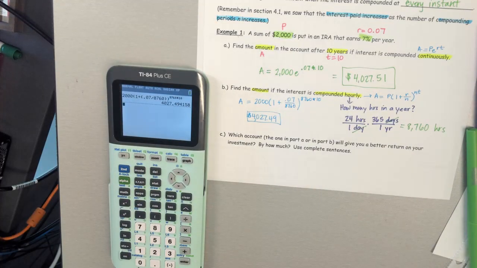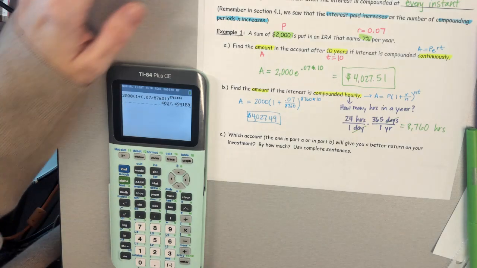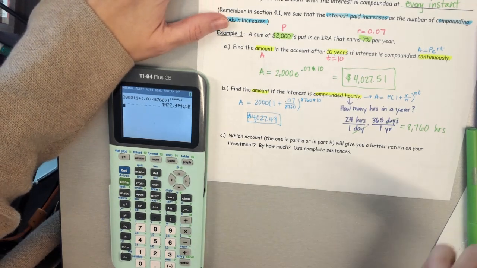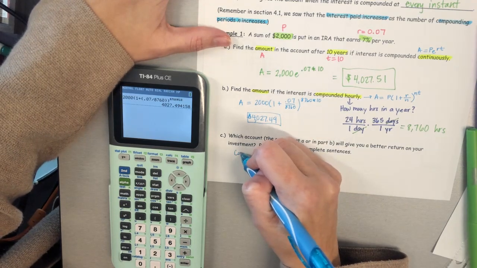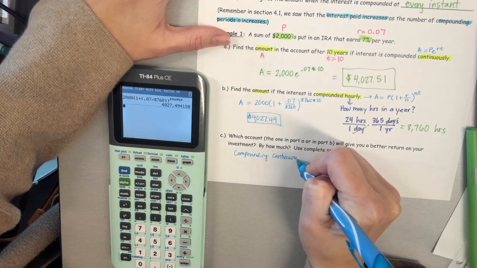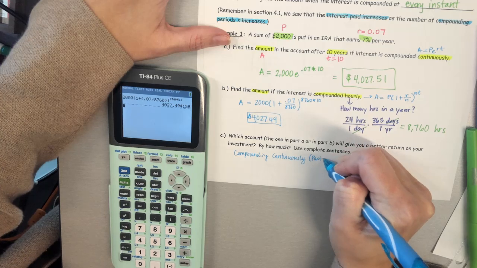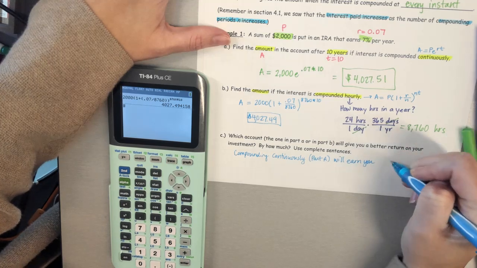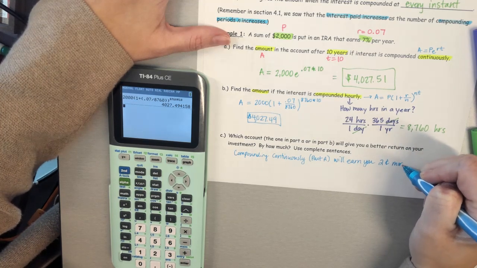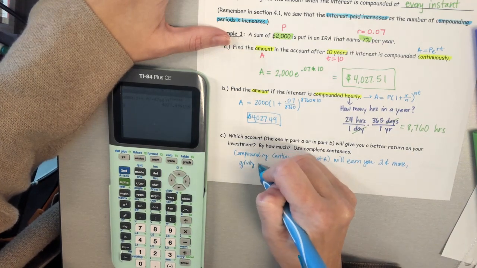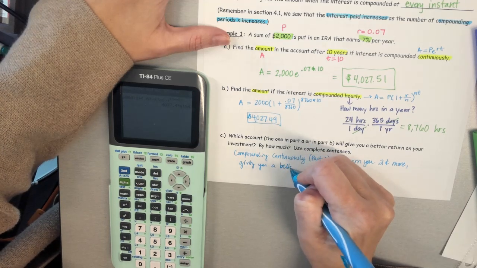All right, and then which account, the one in Part A or Part B, is going to give you a better return on your investment by how much? So they're very close, but technically Part A. This is not much. Compounding continuously, or you can say Part A, I don't care which one, will earn you how much more? 2 cents. So 2 cents more, giving you a better return on your investment.